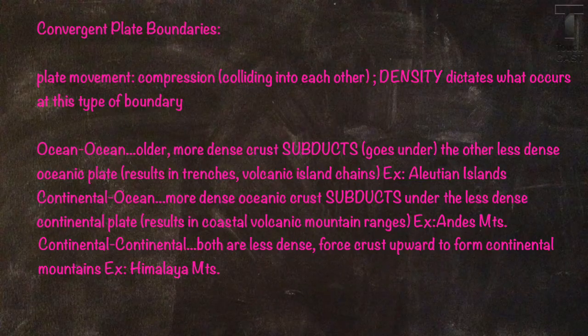The second kind is called a convergent plate boundary, and a convergent plate boundary has compression plate movement, or colliding. An easy way to remember, they all start with C: convergent, compression, or colliding. Now, in a convergent plate boundary, the density of the plate is going to dictate what occurs. So you have ocean-to-ocean plates, you have a continental plate colliding with an oceanic plate, or you have a continental plate colliding with another continental plate.